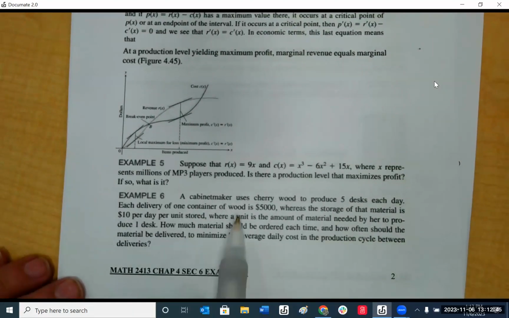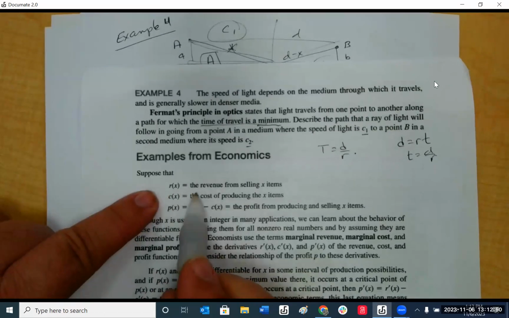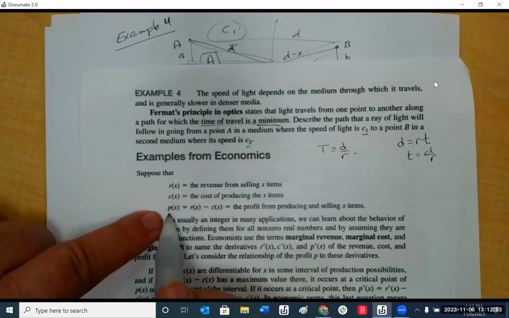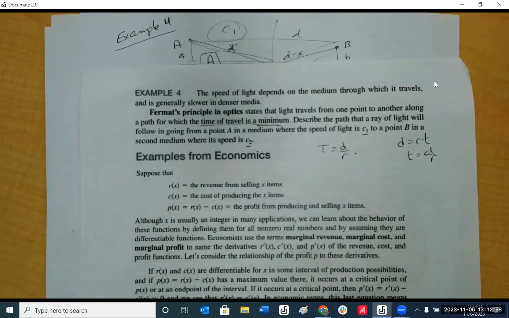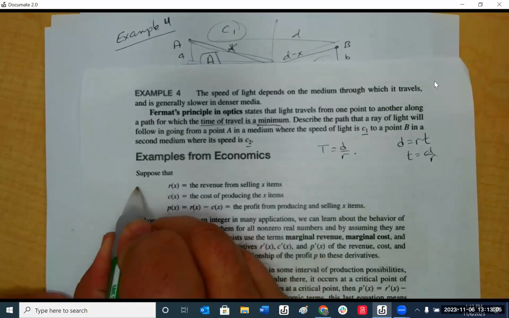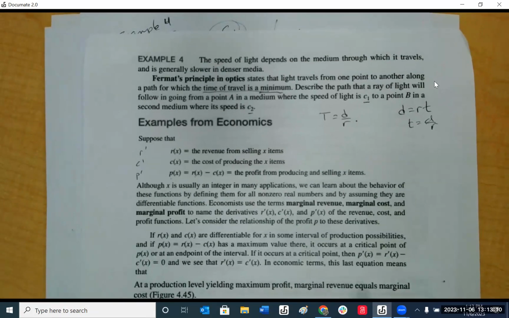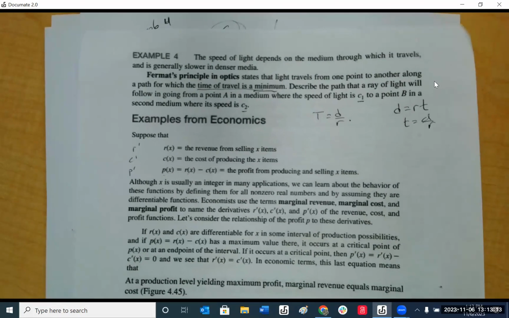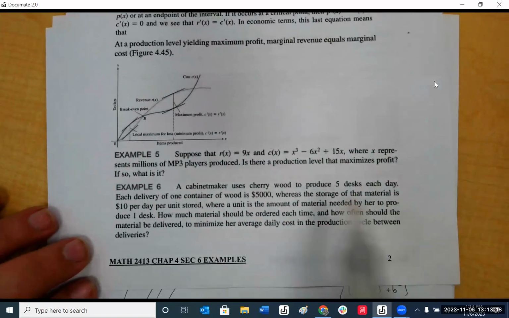Okay, let's look at the last two. These are the ones we did earlier also. It has to do with economics. Remember economics, we had R for revenue, C for cost, and P was revenue minus cost, which is profit. And we talked about marginal cost, marginal profit, marginal revenue. So the marginals were the derivatives. Whenever you talk about marginals, you're talking about derivatives. So that's what we're looking at here. Let's look at example 5.